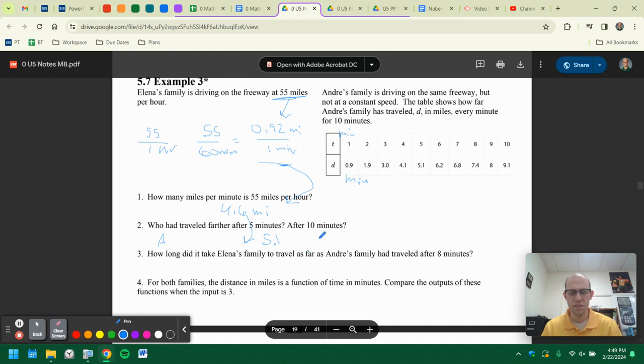For 10 minutes, well, take that number times 10. It's about 9.2 for Elena. And for Andre, it's 9.1. So at 10 minutes, Elena wins. So 5 minutes, Andre won. 10 minutes, Elena won. How long did it take Elena's family to travel as far as Andre's had traveled after 8 minutes?